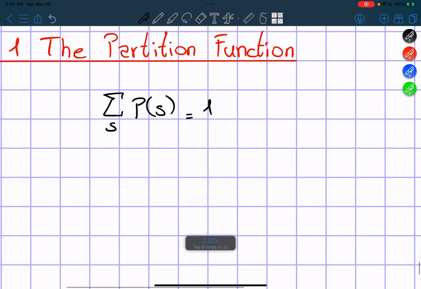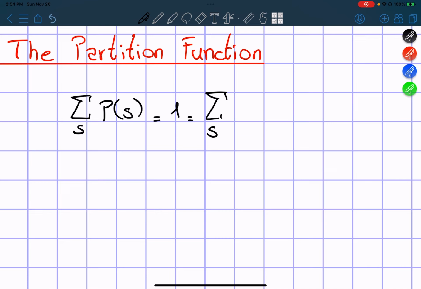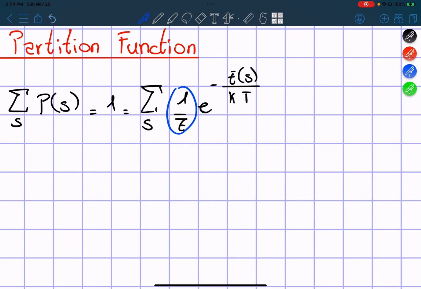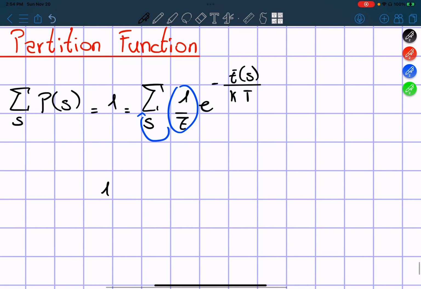So why don't we substitute it with what we have for our probability function, that is 1 over Z times e to the power of negative E of s, divided by kT. Okay, and we know that 1 over Z is not really affected by this sum, so we can take it out, and we can say that 1 is equal to 1 over Z times the sum of e to the power of negative E of s divided by kT.